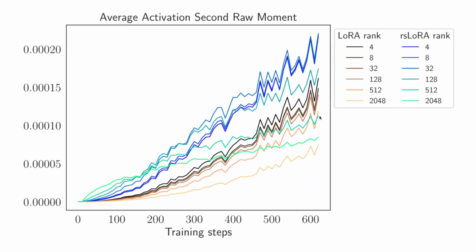And then when we look at the variance of our activations, we get a similar result. So with high rank rsLoRA, we get this kind of plateau realization of our activations. And in general, all the activations are still pretty stable. They're still pretty small. But this kind of leveling off behavior is because of rsLoRA.